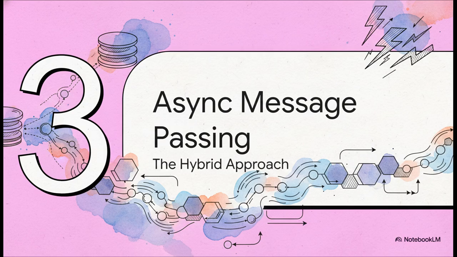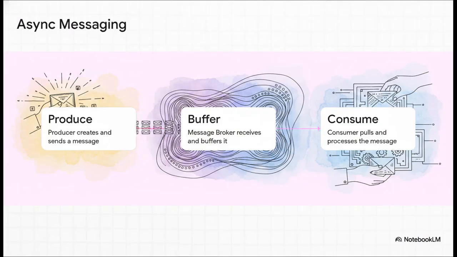Section 3. Asynchronous message passing. The hybrid approach. Okay, so databases are great for delayed communication, and APIs are built for immediate synchronous communication. But what if we need something right in the middle? Enter asynchronous message passing. This is a brilliant hybrid approach.